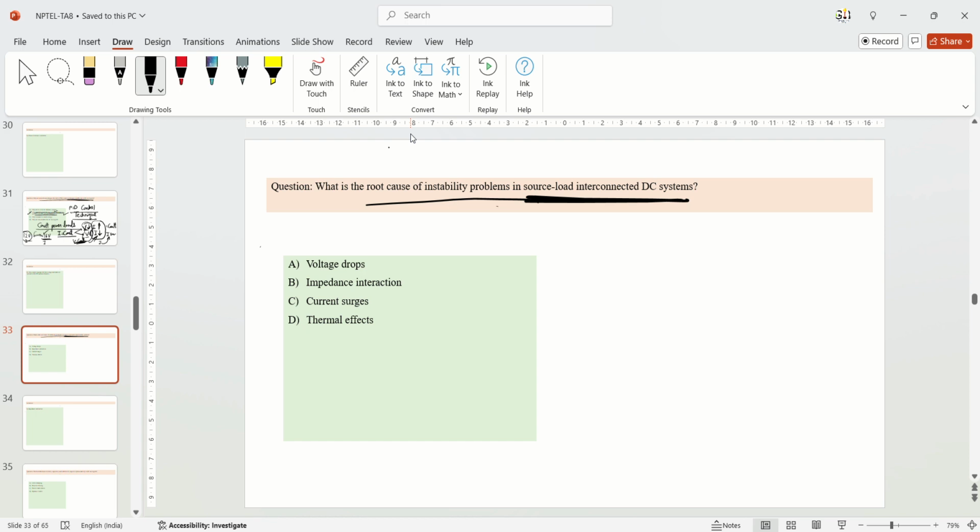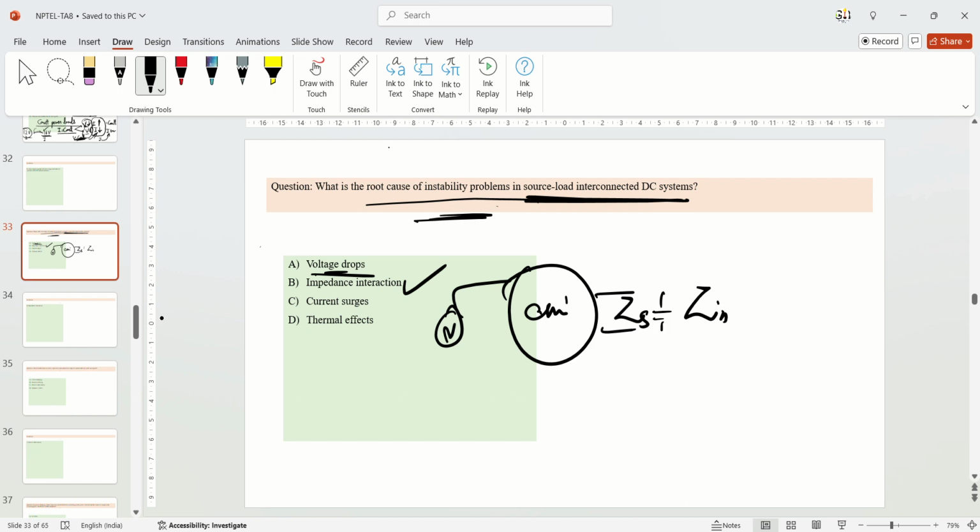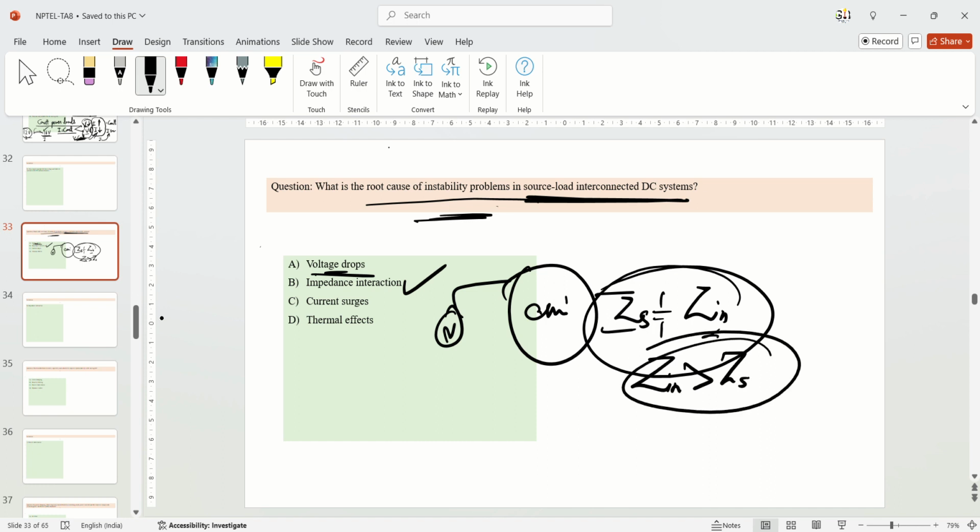Okay, I got the answer as B. That is true because impedance interaction is one of the phenomena causing the instability in the problem. Voltage drop is not the issue, because of the source load interaction: when the input side is interacting with this EMI filter, you have this ZS, then you have this Z input. Z input should always be greater than ZS. So impedance interaction is one of the issues.